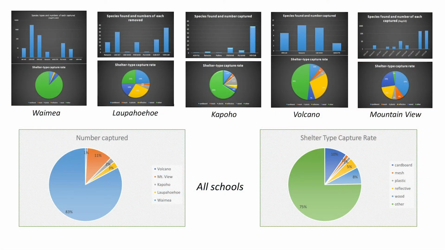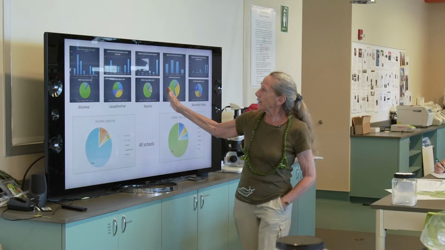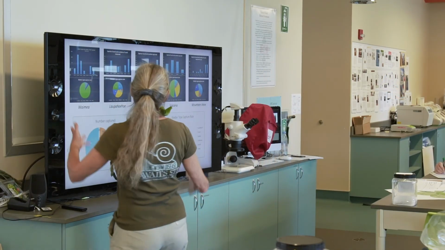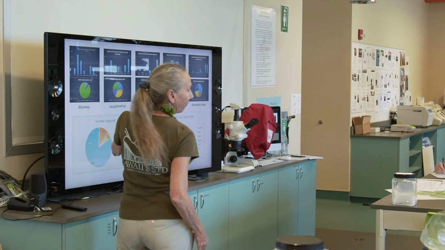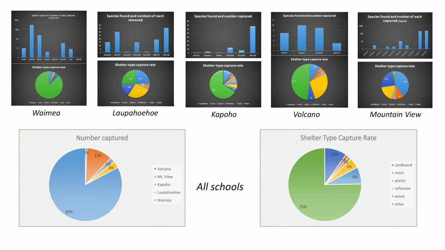And then this was lining up all of our schools. So you can look at species diversity, who's got the most diversity. Volcano had very, very few. That was the school that we captured the least at. Some of these we had to convert to log 10. We had to log 10 convert because Waimea had so many. So you get to learn how to log 10 convert.